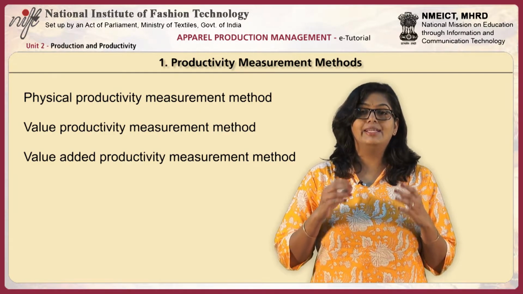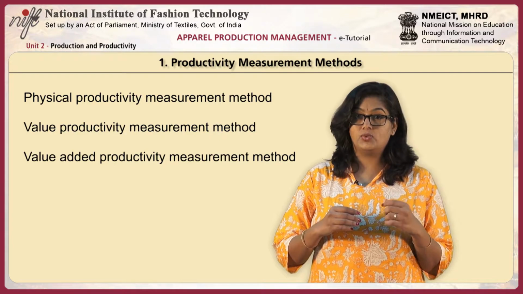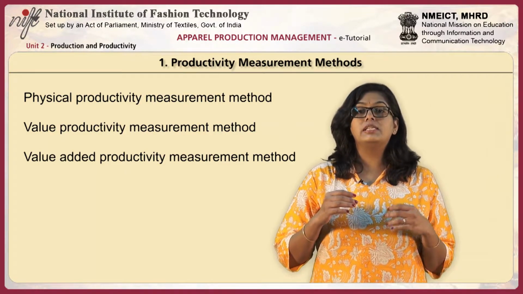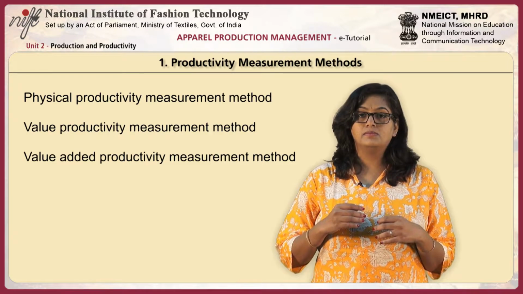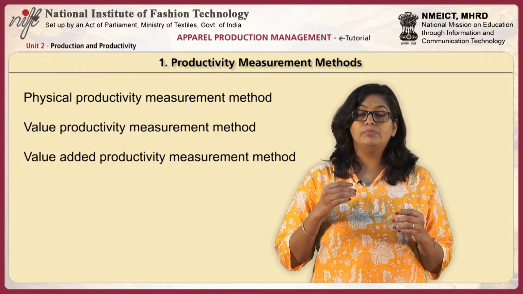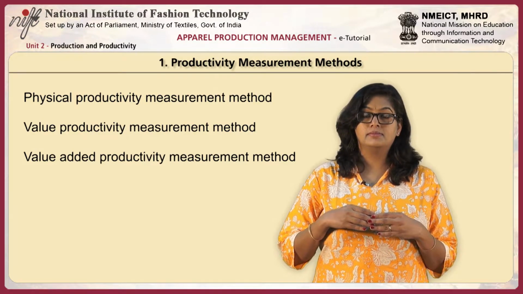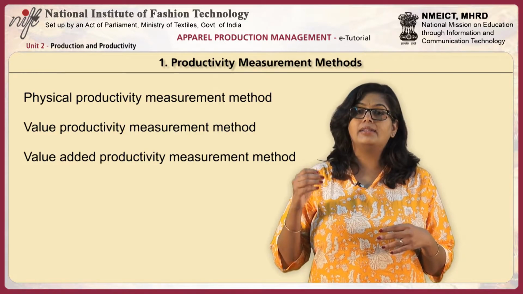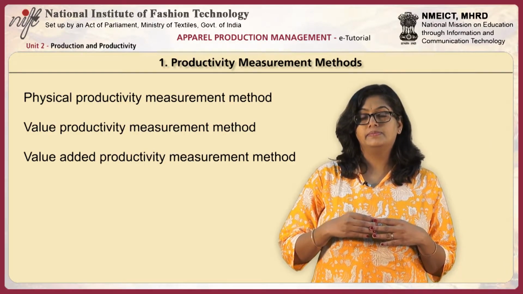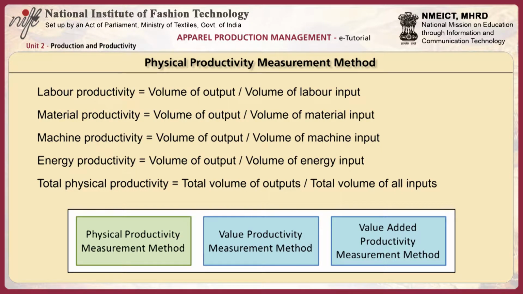There are 3 productivity measurement methods. The first one being physical productivity measurement method. The second one being value productivity measurement method. The third one, value added productivity measurement method. Let's first look into the physical productivity measurement method. This method uses the quantity of output and input as data for calculating productivity. Physical productivity can be measured in the following ways.